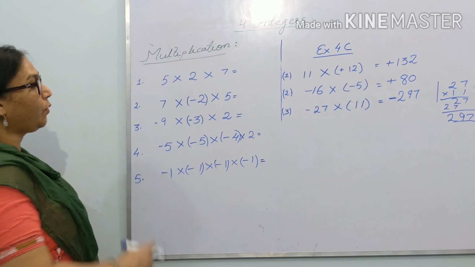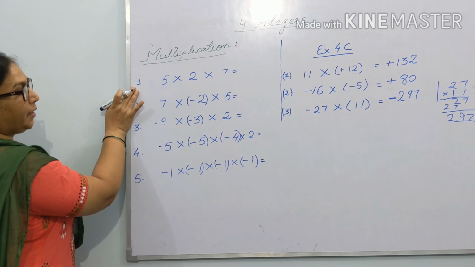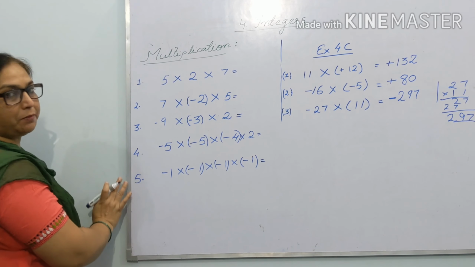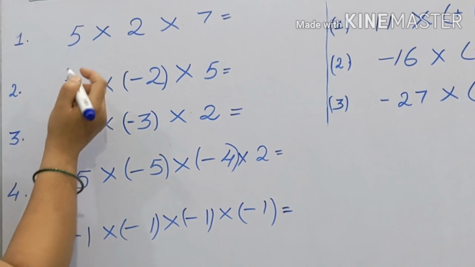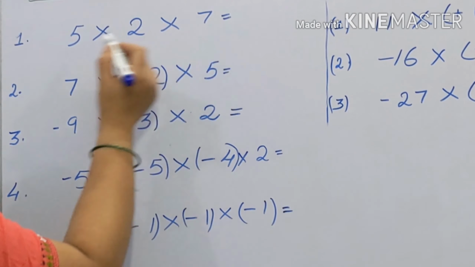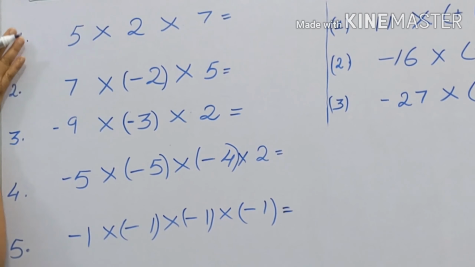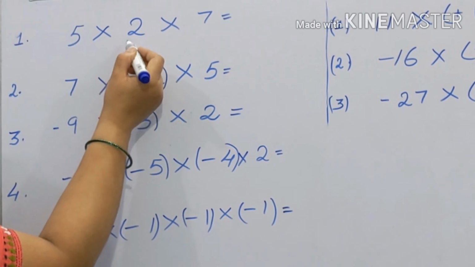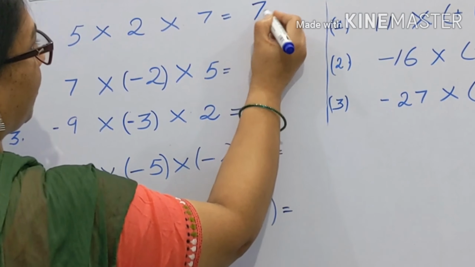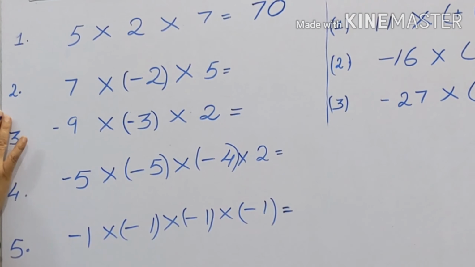In case you have more than two integers to multiply, how do you proceed? Let me explain. Example 1. 5 into 2 into 7. All the integers are positive. So do simple multiplication and write the product. 5 times 2 is 10. 10 into 7, 70. The product is 70.